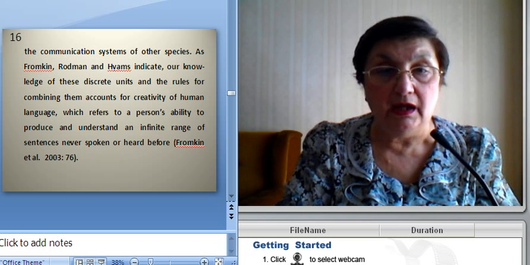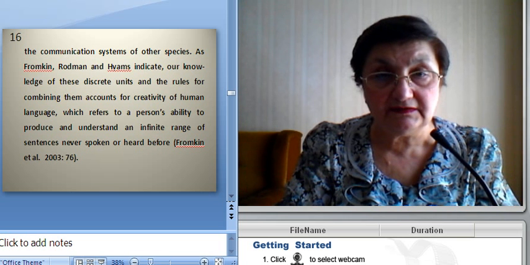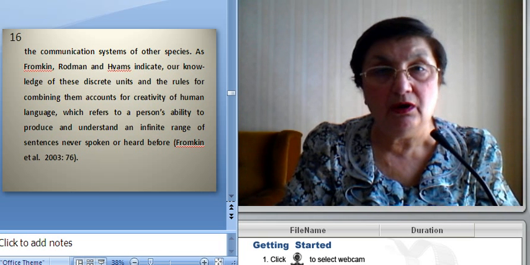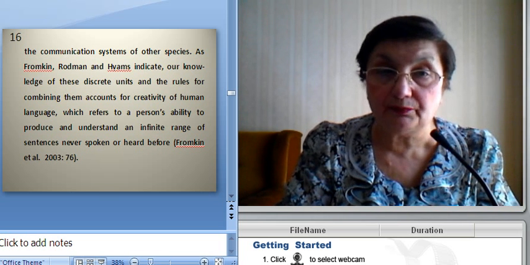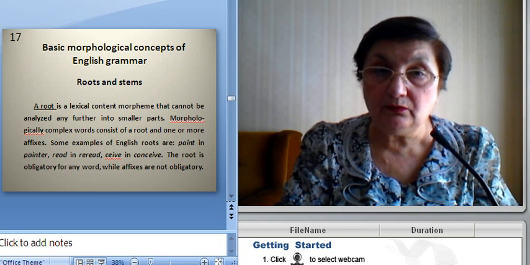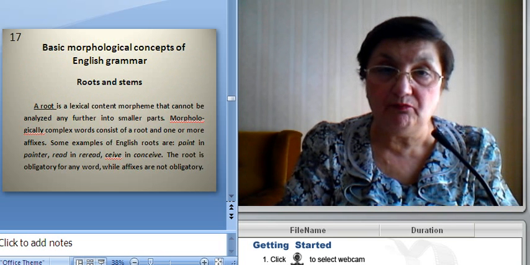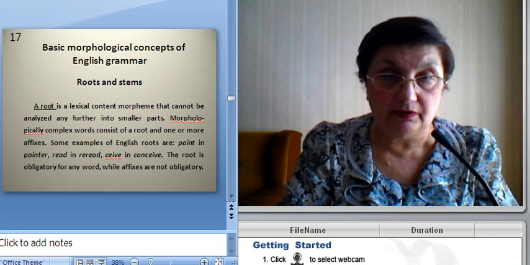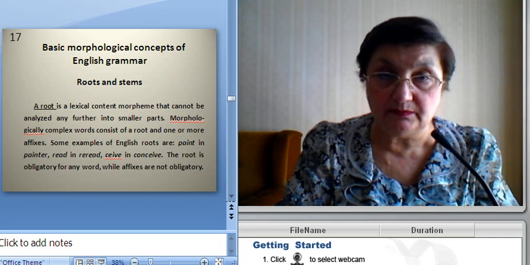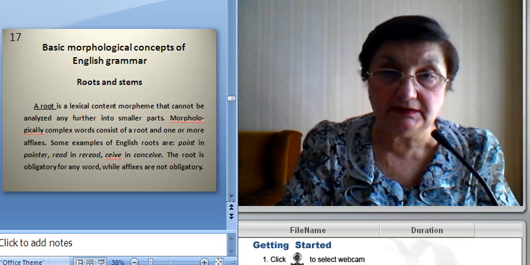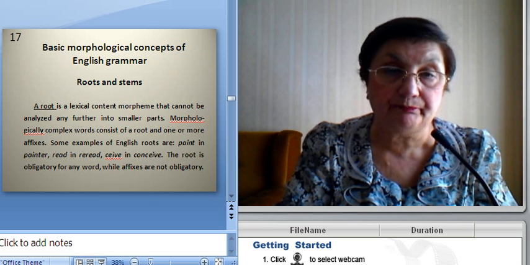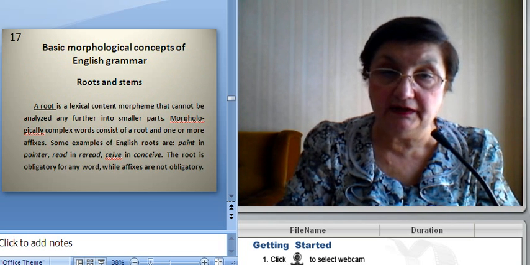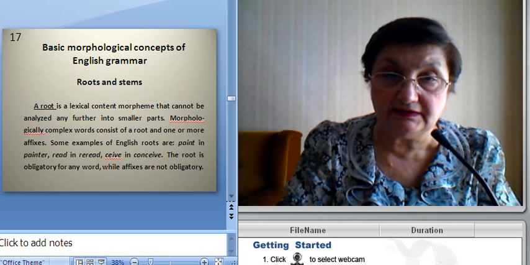Now we start introducing basic morphological concepts of English grammar. The first pair of concepts we are going to discuss is roots and stems. A root is a lexical content morpheme that cannot be analyzed any further into smaller parts. Morphologically complex words consist of a root and one or more affixes.